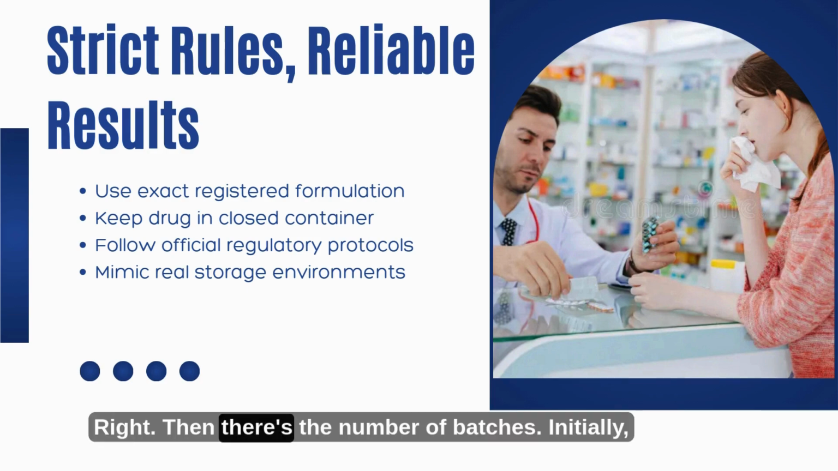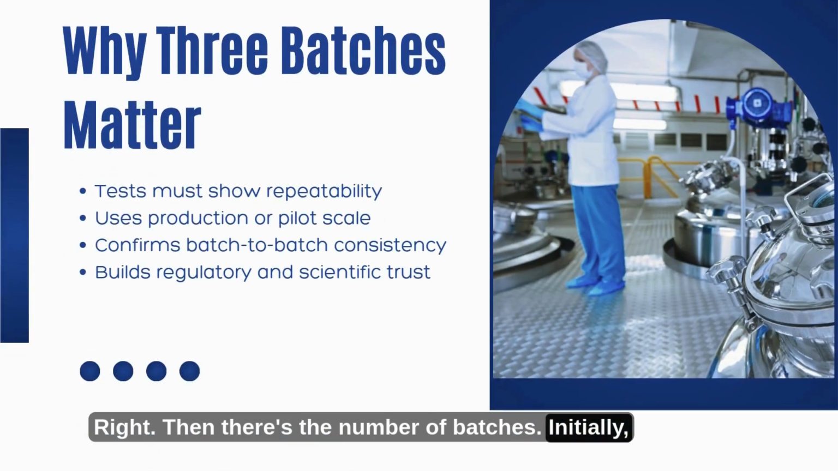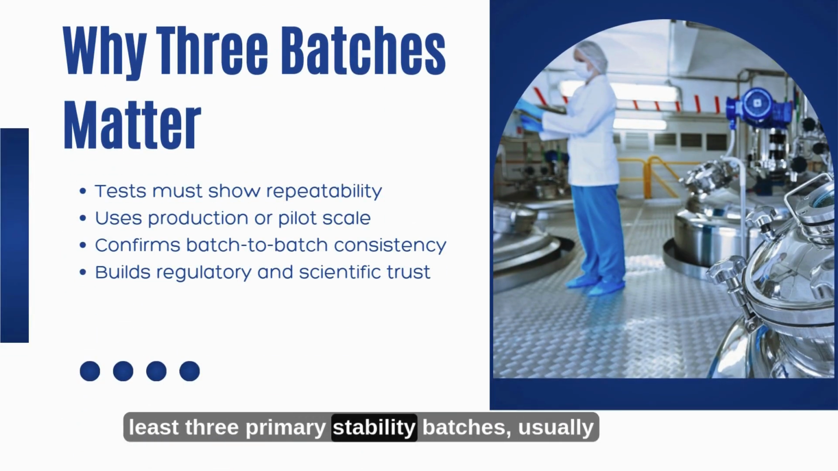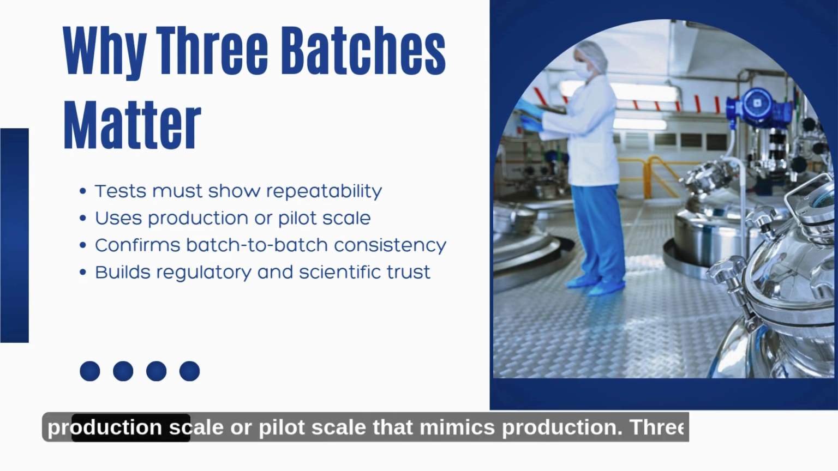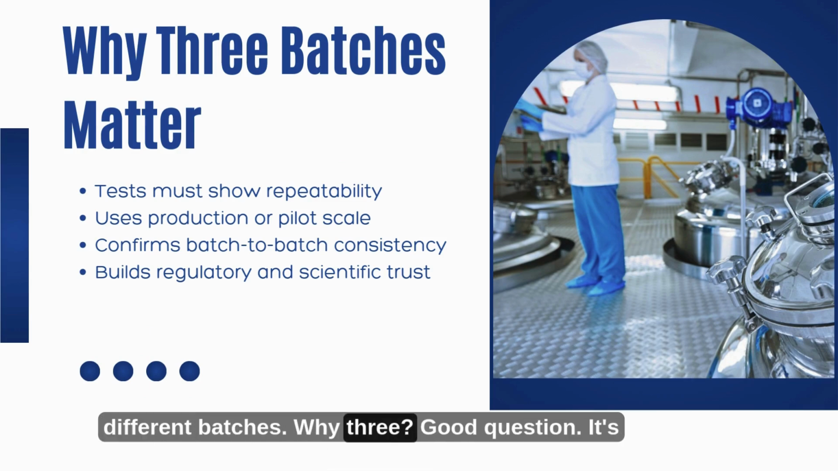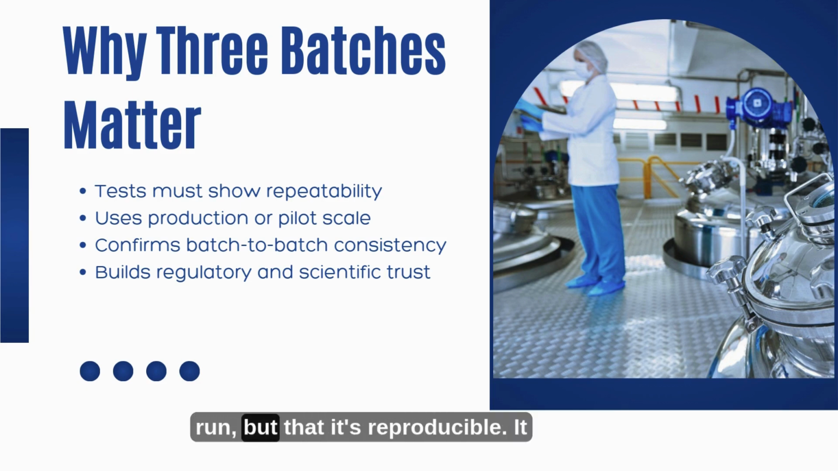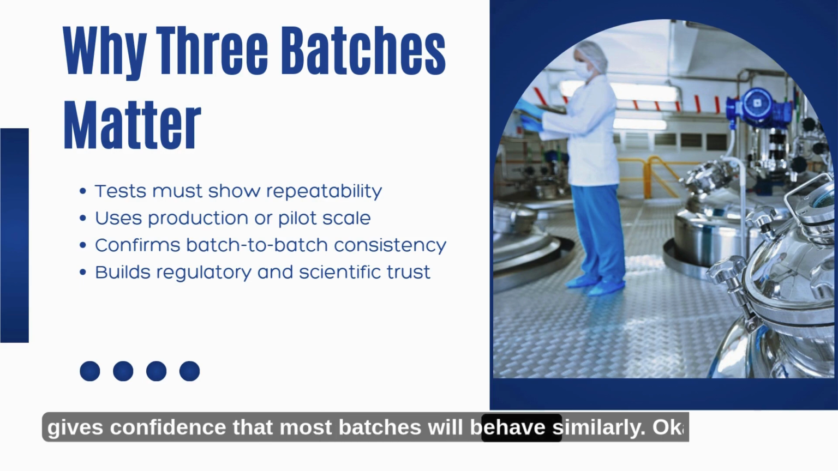Right. Then there's the number of batches. Initially, for registration, you generally need data from at least 3 primary stability batches, usually production scale or pilot scale that mimics production. 3 different batches. Why 3? Good question. It's about consistency. You want to show that the stability isn't just a fluke of one particular manufacturing run, but that it's reproducible. It gives confidence that most batches will behave similarly.